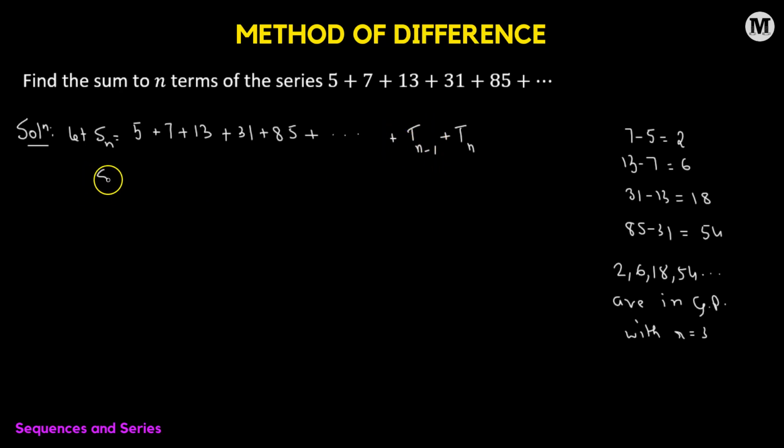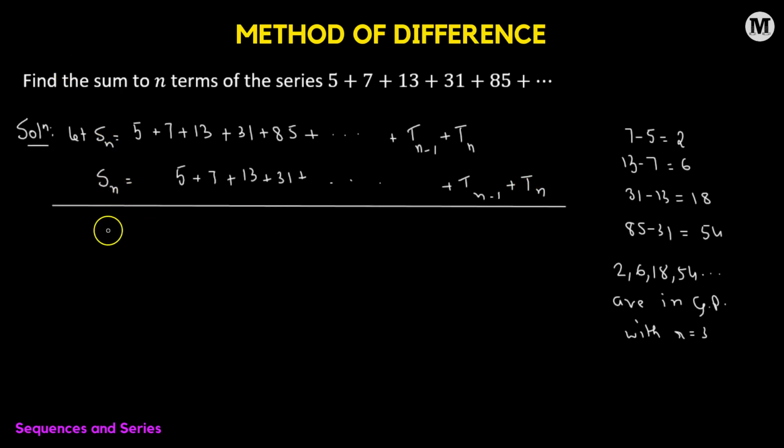Next, we'll consider the same sum Sn. So we have 5 plus 7 plus 13 plus 31 all the way up to Tn minus 1 plus Tn. Fine. We're going to subtract the two series. Sn minus Sn, that's going to be equal to 0. Then our first term, that's going to be 5. Added to 7 minus 5, we've already obtained, this is going to be 2. 13 minus 7, that's 6. 31 minus 13, that's 18. 85 minus 31, that's 54.